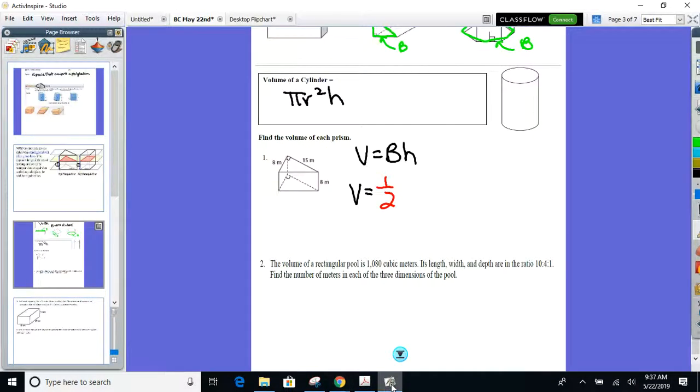25, base and height of that triangle. So 8 times 15. Everyone, quickly, take a look. That's big B, right there. Times the height. Height of the prism. Not of the base, height of the prism.